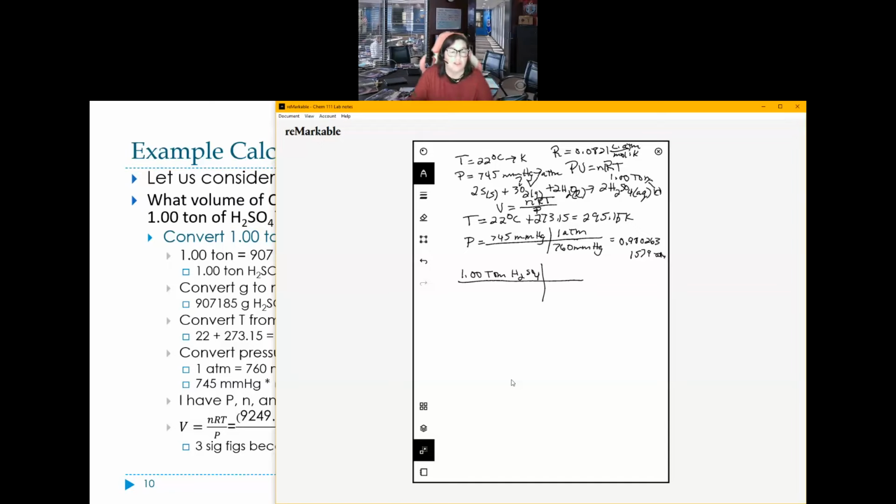And I need to do something with that. Well, I also know from the conversion that I looked up, which you'll either be given or you will find somewhere that you can use it, I know that 907,185 grams per ton. And so that'll give me the number of grams that I have.